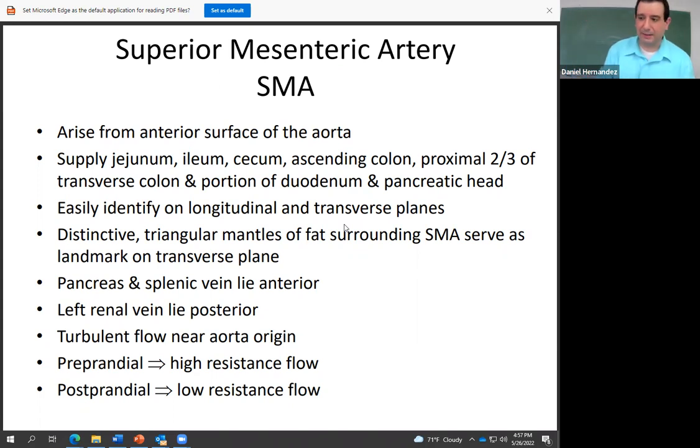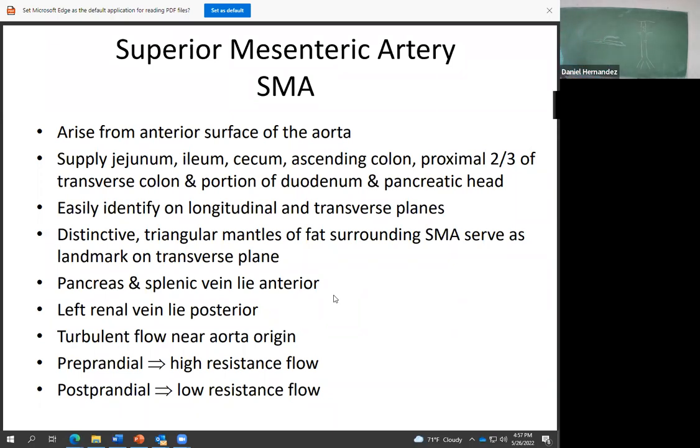Transverse, it's very recognizable as well. The pancreas, a couple landmarks too. The pancreas and the splenic vein will lie anterior to the SMA. The left renal vein will lie posterior. Sometimes you can identify turbulent flow near the origin of the aorta.